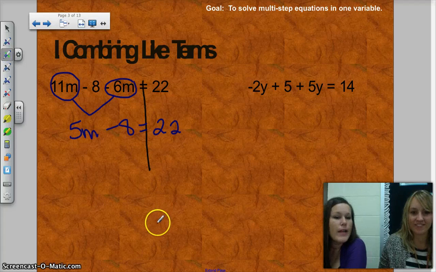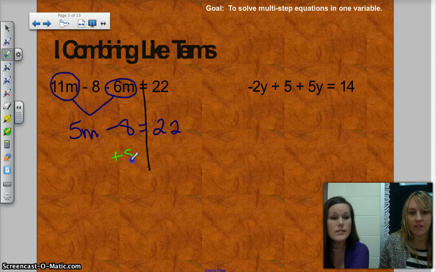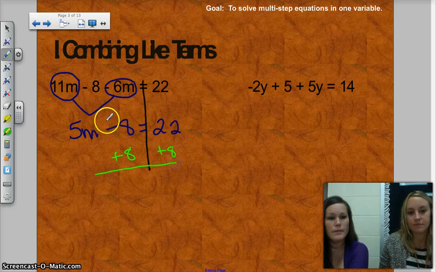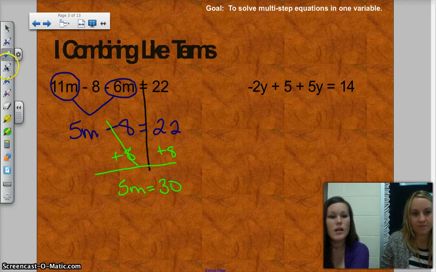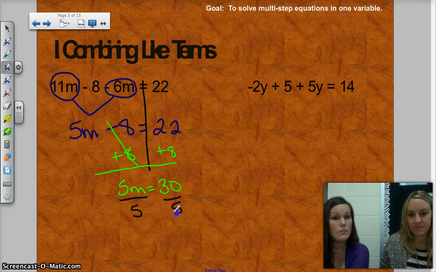Now this is just a two-step equation. So I'm going to add the 8, because it's the opposite of minus, and you want to leave the variable for the last step. So 5m, those go away. 5m equals 30. Last thing to do is undo what's happening to the variable. Divide, because multiplication is what's happening between the 5 and the m. m equals 6.